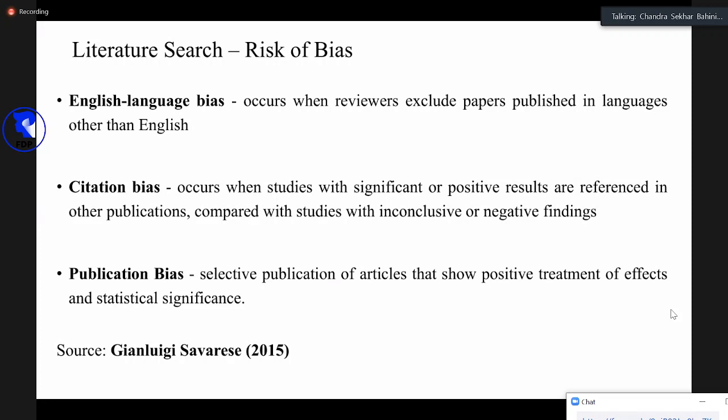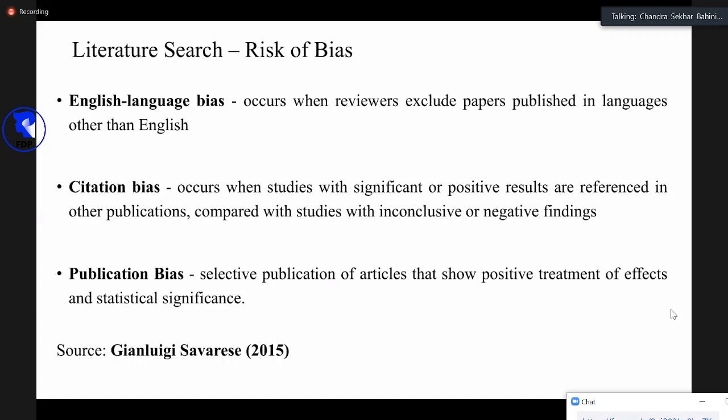They basically include those papers that are highly cited. Maybe other papers which are very good may not be cited because they have not found a significant result. That could be the reason they are not cited. That's another bias. Then publication bias: selective publication of articles that show positive treatment effects of statistical significance. Suppose you select articles which basically show some kind of positive treatment effects of statistical significance. That is also another publication bias.